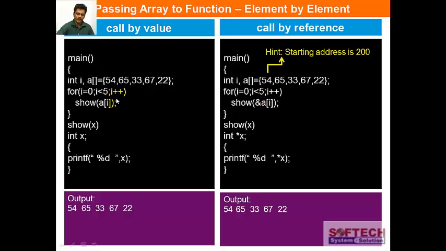The only difference between the two programs is that here we pass by value, element by element. Here we pass the address, but also element by element. The show function is called 5 times in this program as well. The only difference is that this one is a call by value, and this one is a call by reference.